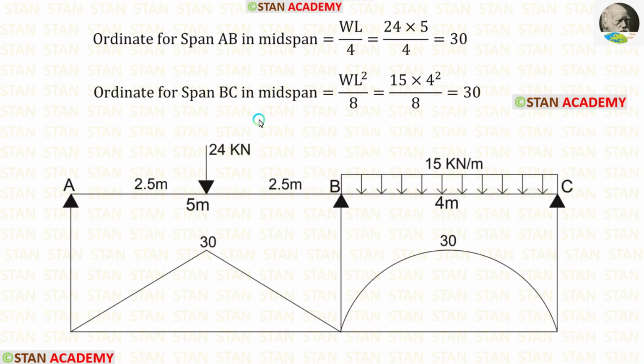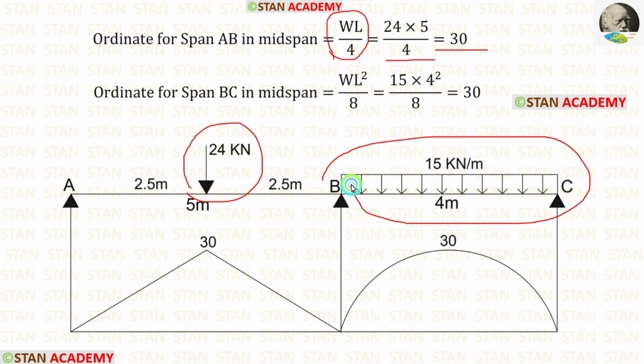Now let us find the ordinates. Let us see the formulas to calculate the ordinates. For the point load acting in the center, the formula is WL upon 4. Using the formula, we are getting 30. For the UDL acting for the full span, the formula to calculate the ordinate is WL square upon 8. Using the formula, we are getting 30.